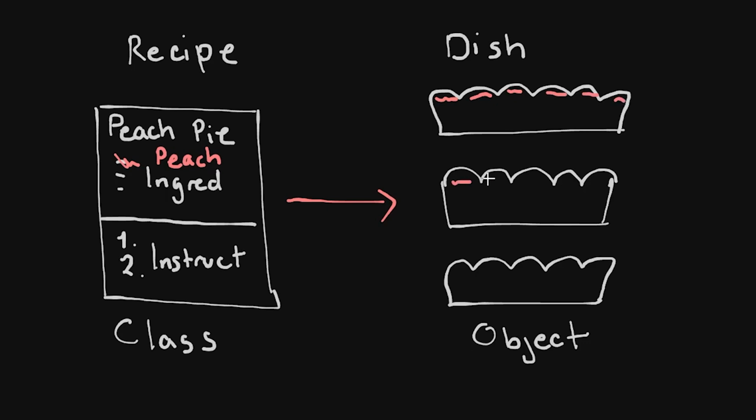So I don't have to make a bunch of new objects or dishes. You see how it is? This is the power of classes and objects, the ability to reuse dishes.